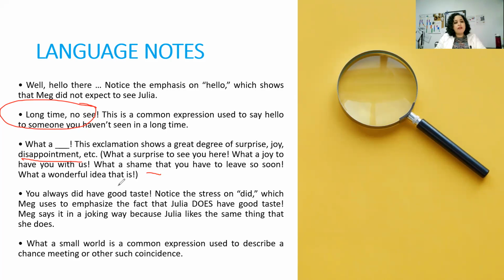You always did have good taste. Not to stress on did. You always did have good taste, which Meg uses to emphasize the fact that Julia does have good taste. Meg says it in a joking way because Julia likes the same thing that she does. What a small world is a common expression used to describe a chance meeting or other such coincidence.